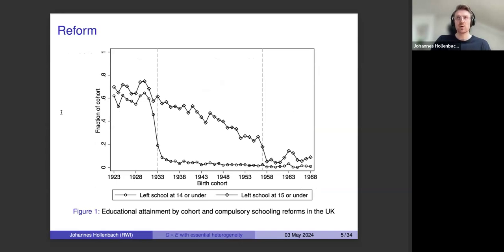A little bit more about education reforms in the UK. There are 2 big ones that have been used extensively in the literature. We're using the first one, the left one. It's the 1947 reform that increased school leaving age from 14 to 15. You can see that I've highlighted the cohorts. The cohort for this reform is the 1933 cohort, and before that, basically 60% of students left school at age 14 or even before. And after the reform, it slowly went down to basically 0.